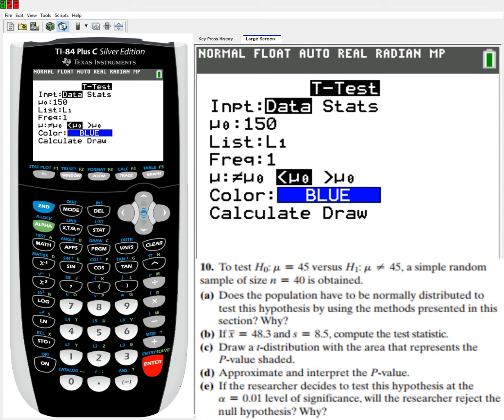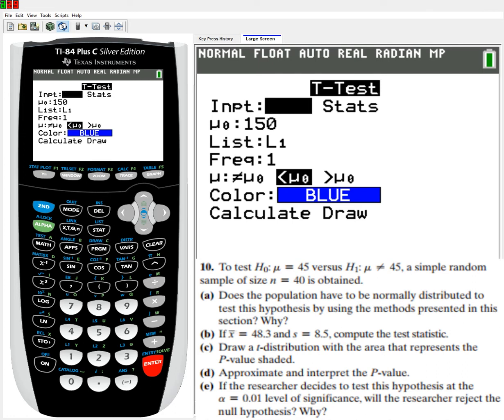Okay, so A, does the population have to be normally distributed to test this hypothesis by using methods presented in this section, and why? In this case, this is asking about one of the conditions for hypothesis testing. For a mean, if you recall, our three conditions are the simple random sample, the sample is less than 5% of the population for independence, and our central limit theorem.